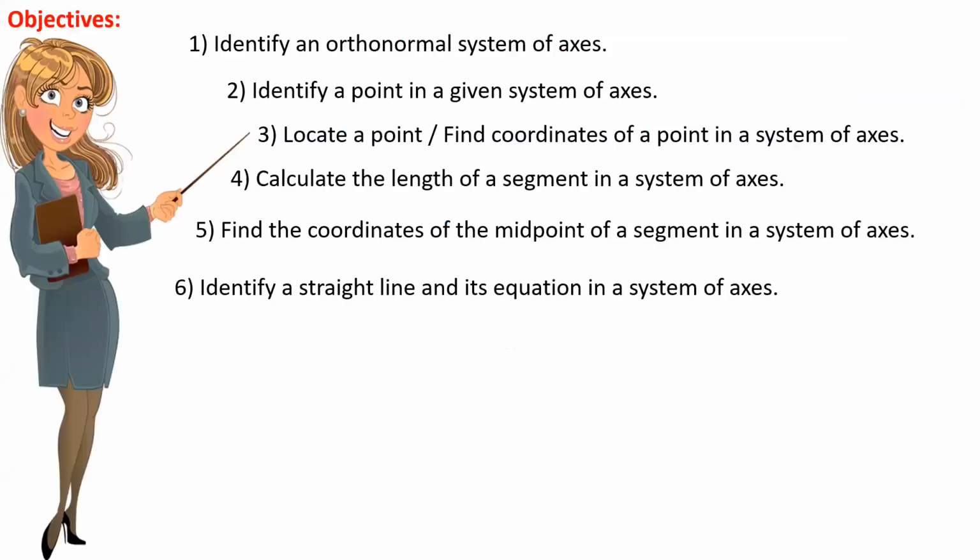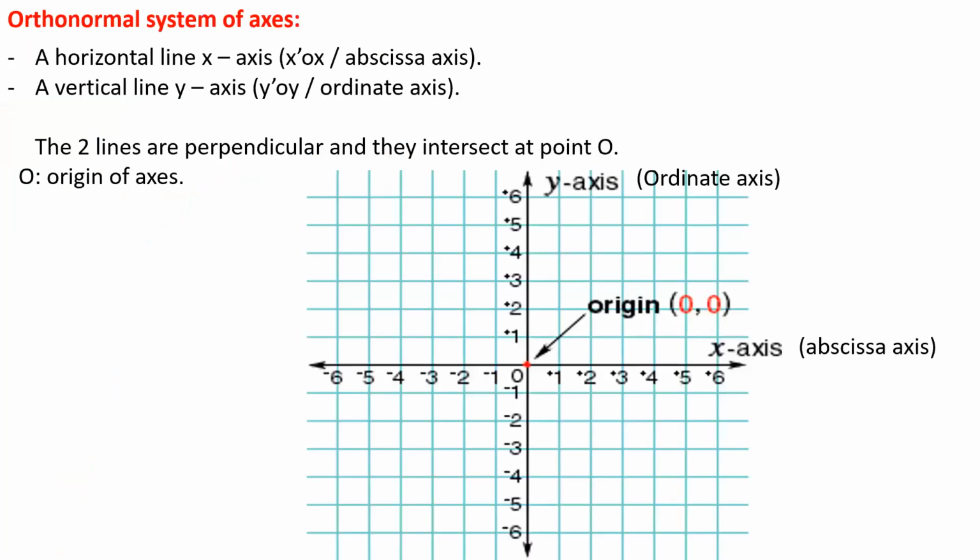Let's start. What are the objectives of this lecture? Number one, identify an orthonormal system of axes. Number two, identify a point in a given system of axes. Number three, locate a point or find coordinates of a point in a system of axes. Number four, calculate the length of a segment in a system of axes. Number five, find the coordinates of the midpoint of a segment in a system of axes. Number six, identify a straight line and its equation in a system of axes. So these are the objectives of our lesson.